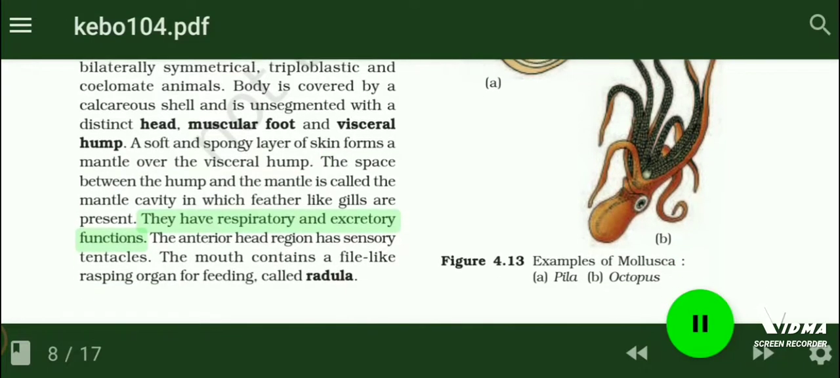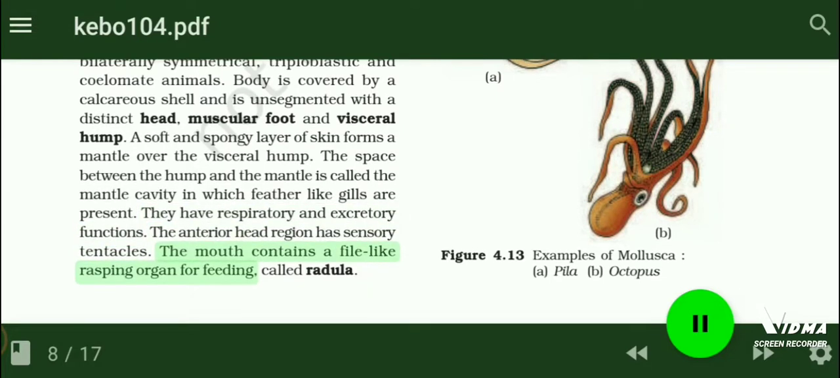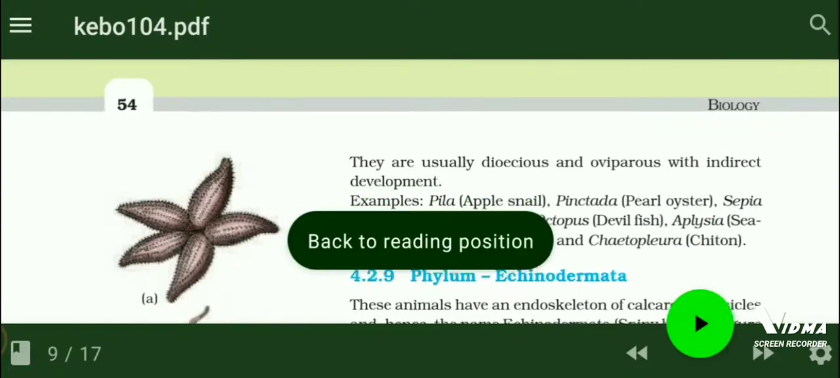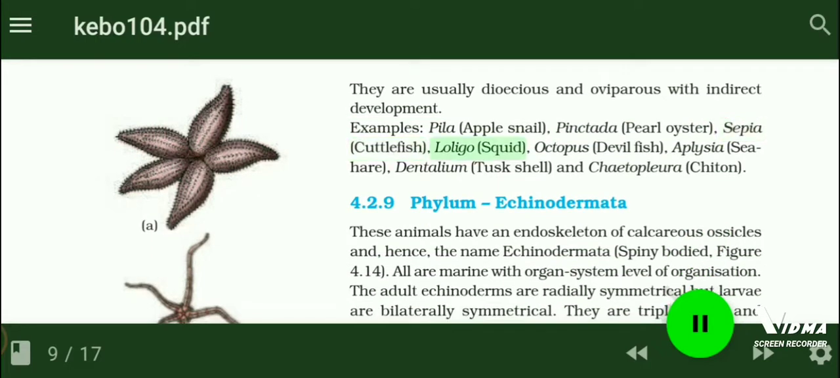They have respiratory and excretory functions. The anterior head region has sensory tentacles. The mouth contains a file-like rasping organ for feeding, called radula. They are usually dioecious and oviparous with indirect development. Examples: Pila (apple snail), Pinctada (pearl oyster), Sepia (cuttlefish), Loligo (squid), Octopus (devil fish), Aplysia (sea hare), Dentalium (tusk shell) and Chaetopleura (chiton).